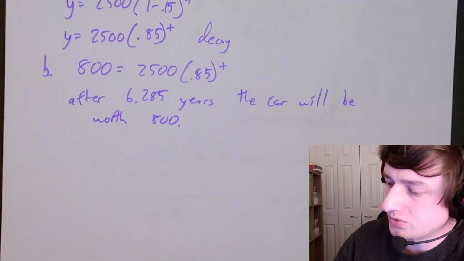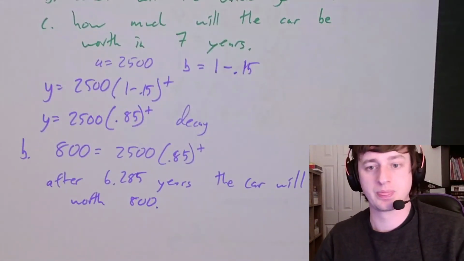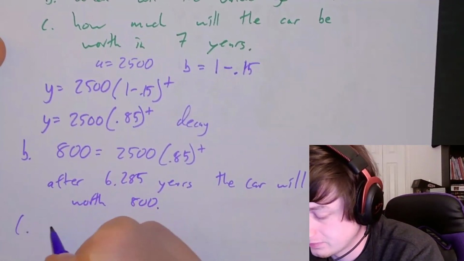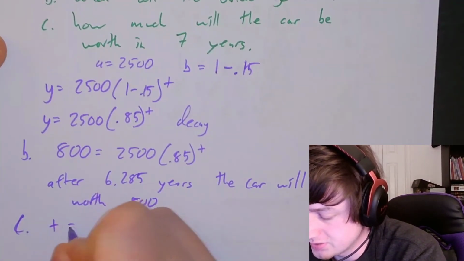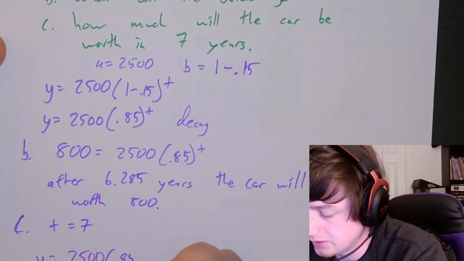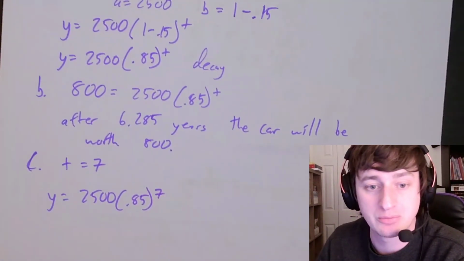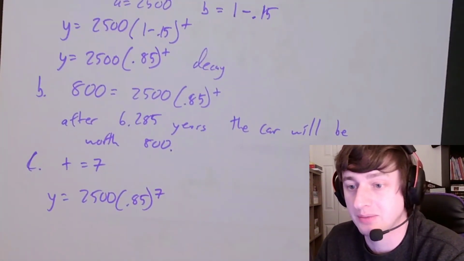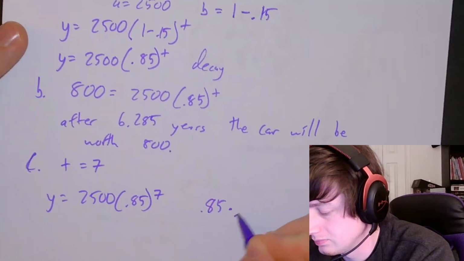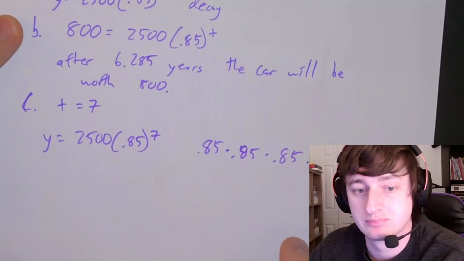Okay, so then our third question was, how much will the car be worth in 7 years? So that's easy because we're just plugging in t equals 7. So for part C, t is 7. So we do y is 2,500 times 0.85 to the 7th. Do not do this by hand. Do not multiply 0.85 seven times. Do not do this. Don't multiply that by hand.